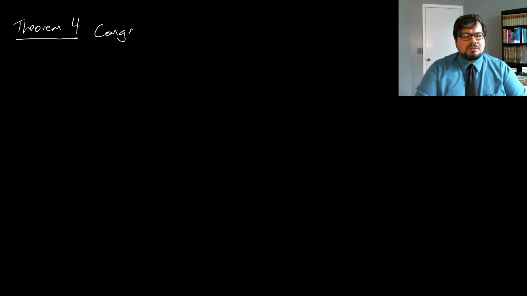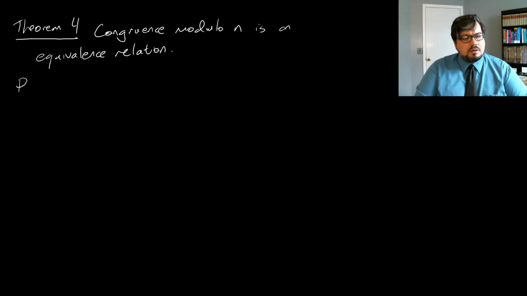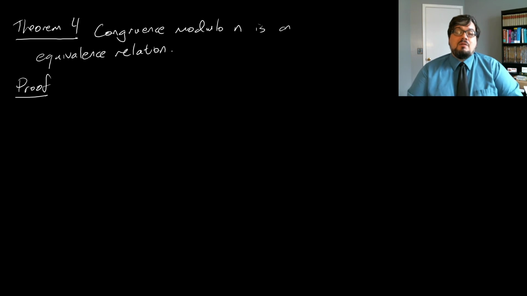Therefore, congruence modulo n is an equivalence relation. Now, I'm not necessarily going to go through all the details of the proof here. You can find that in the notes, and you definitely should review that. I just want to hit the high points and talk about how we think about this theorem, how we go about constructing the argument. So proof. Now, to prove that something is an equivalence relation means that you have to prove three things about it. You have to prove that it's reflexive, that it's symmetric, and that it's transitive.